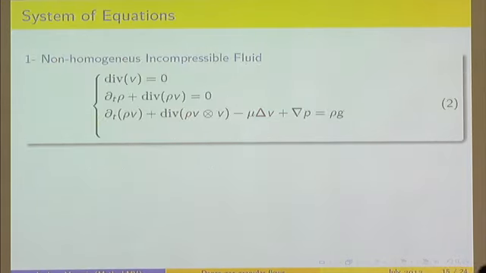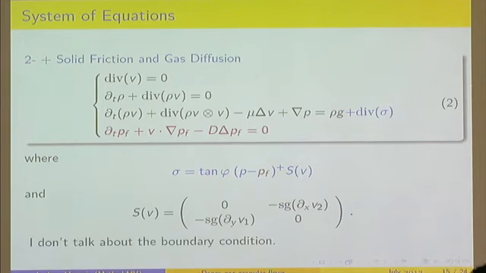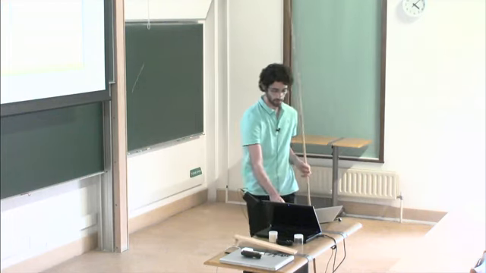Okay, let's sum up. This is the non-homogeneous incompressible Navier-Stokes equations, in which I add my specific rheology. So this is the friction law, in which PF is playing a role and described like that. So that's the complete model. I don't speak about the boundary conditions here, but if you have some question, I will answer it. Okay.